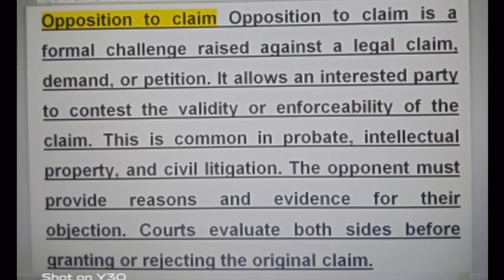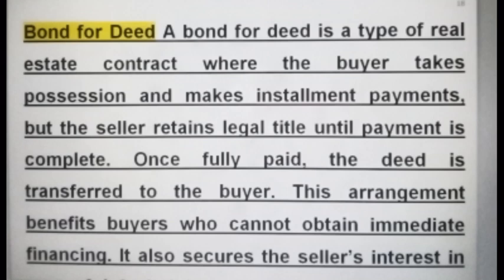The next phrase is bond for deed. A bond for deed is a type of real estate contract where the buyer takes possession and makes installment payments, but the seller retains legal title until payment is complete. Once fully paid, the deed is transferred to the buyer.